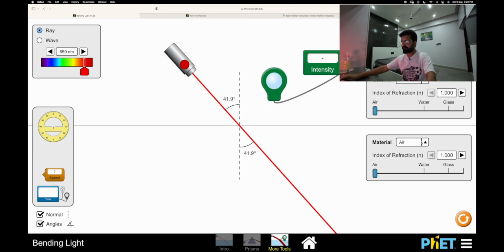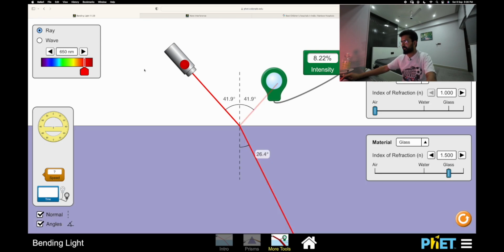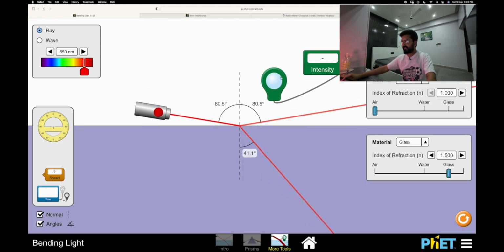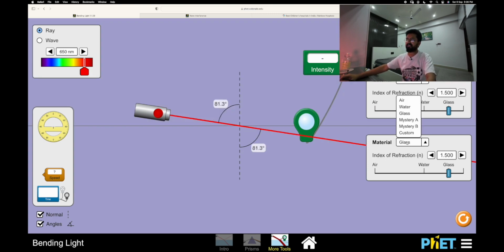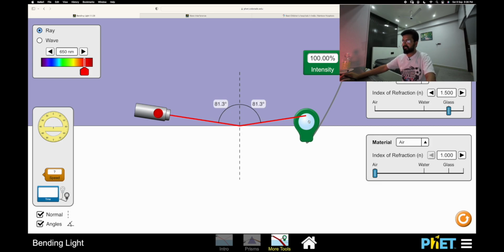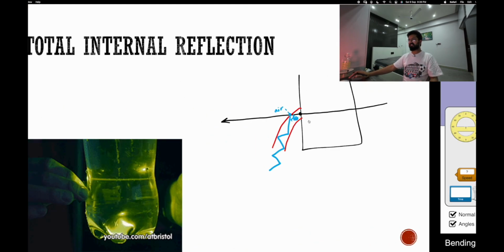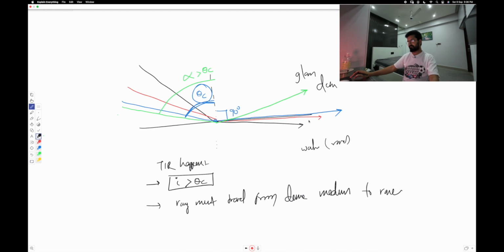And you have seen that when the ray was traveling from air to glass, you have not seen TIR to happen, right? At no angle have you seen all the ray reflect back. 100% reflection is not seen when the ray was traveling from rarer to denser. But when the ray is traveling from denser to rarer, that's when you see TIR to happen. So what is the second condition for TIR to happen? The ray must travel from denser medium to rarer medium. Okay, so this is about TIR and the two conditions for TIR to happen. Let's move to the next topic.